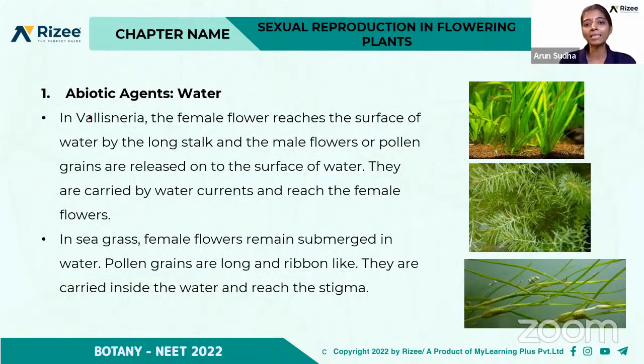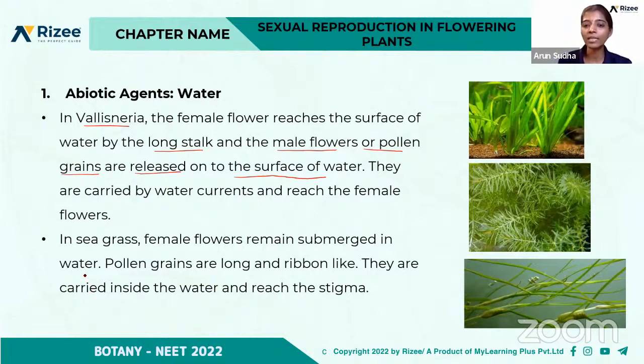But in Vallisneria, the female flower reaches the surface of water by a long stalk. So they have a long stalk. The purpose of the long stalk is so that they can reach the surface of water, where the male flowers or the pollen grains are released onto the surface of the water. So they are carried by the water currents and they reach the female flowers. So the female flowers will be present on the surface, right? And the male flowers or the pollen grains will be released, and they are carried by the water currents and they reach the female flowers.